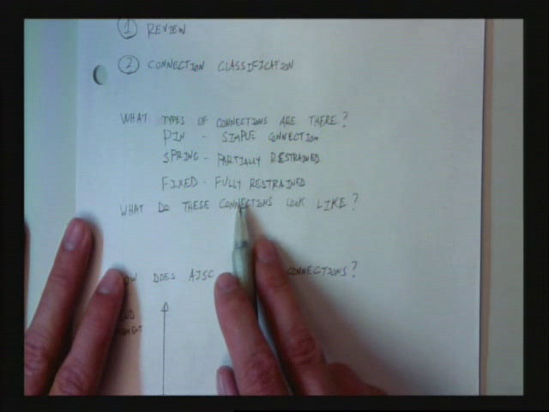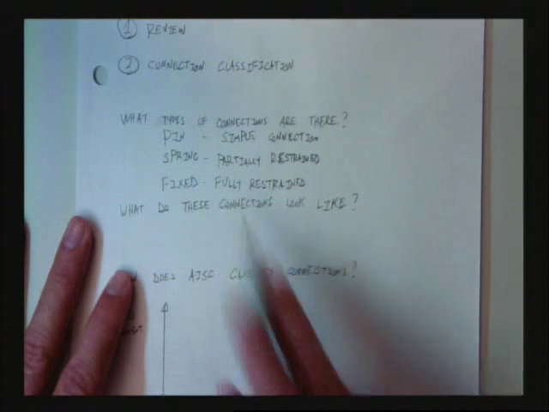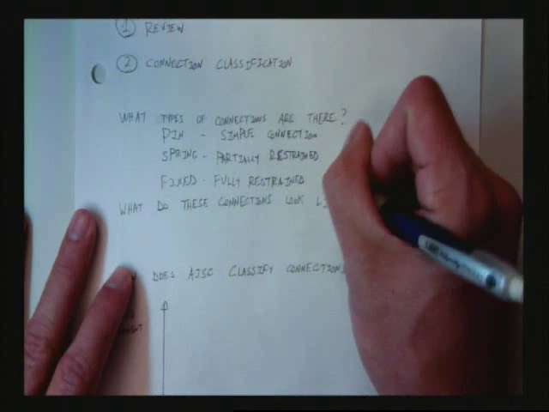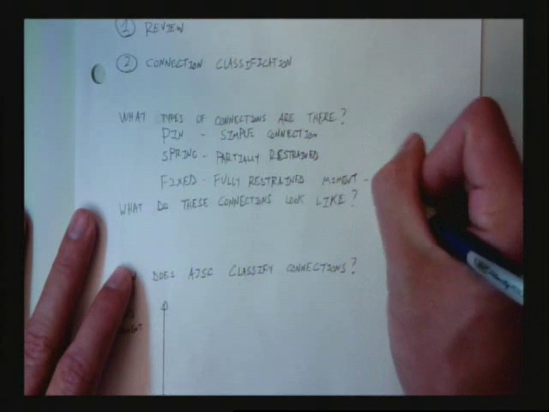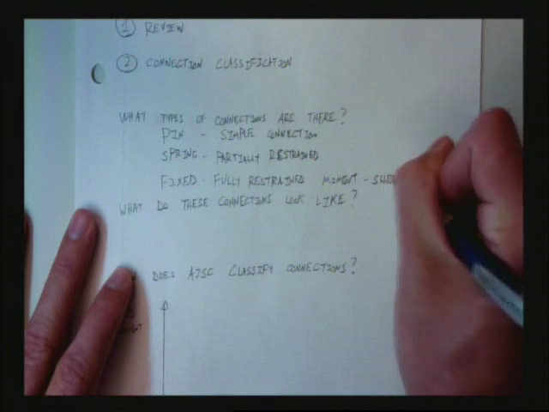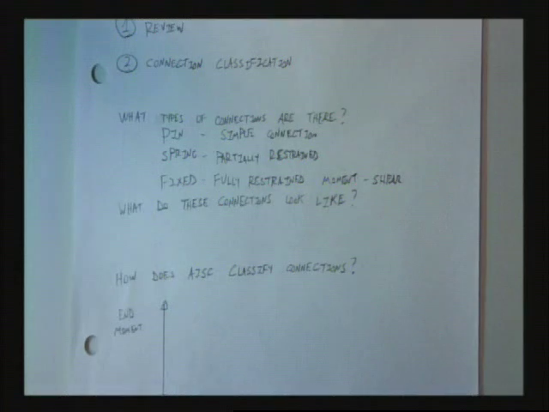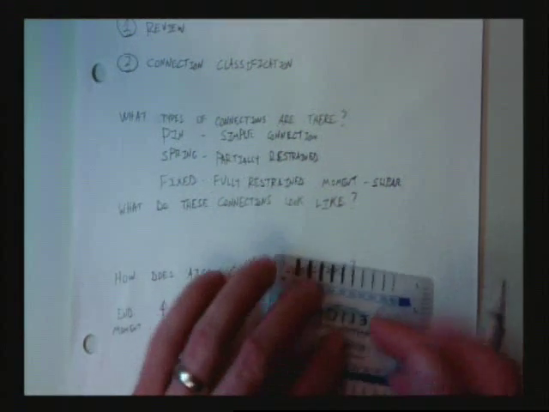Well, what do we know fixed connections have to do? What do they have to be able to do? What qualities do they have to have? They have to be able to take moment. They have to be able to transfer moment. And what else do they have to transfer? Shear. Moment and shear. That's exactly right.